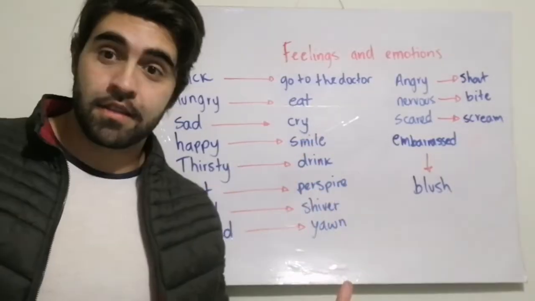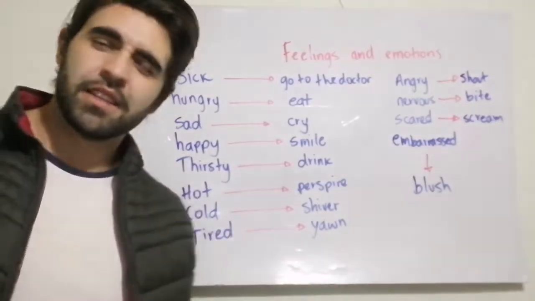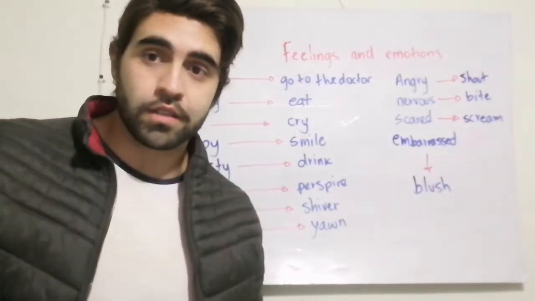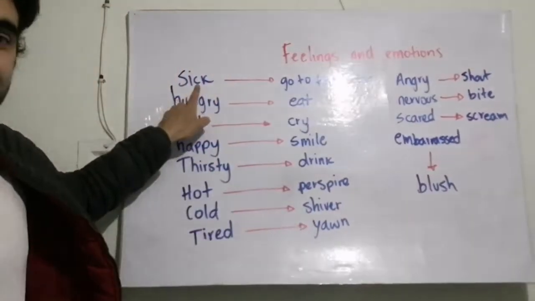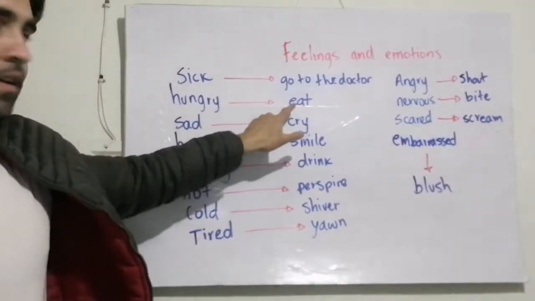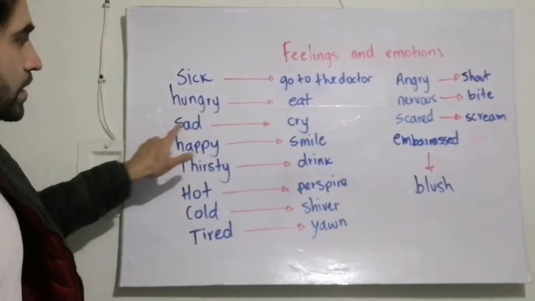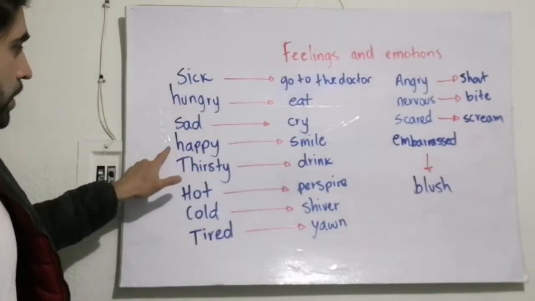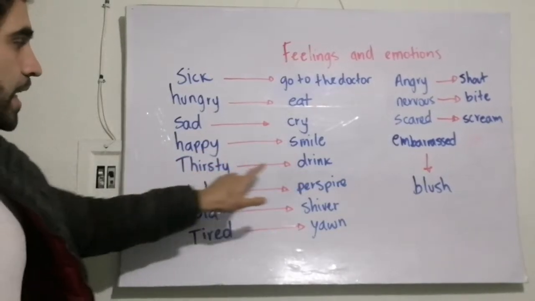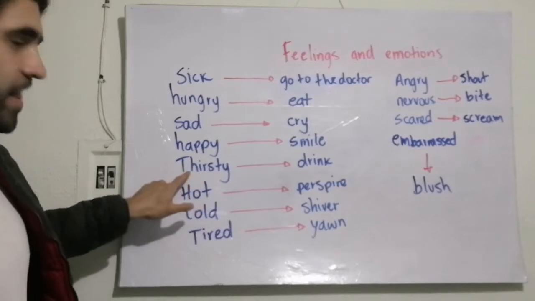So this is the first part of the video. Yes, understanding the vocabulary. Let's remember the pronunciation of the words, because the pronunciation of these words is important. So we have sick, go to the doctor. You go to the doctor. Hungry, eat. When you're sad, you cry. When you're happy, you smile. When you're thirsty, you drink. Thirsty.